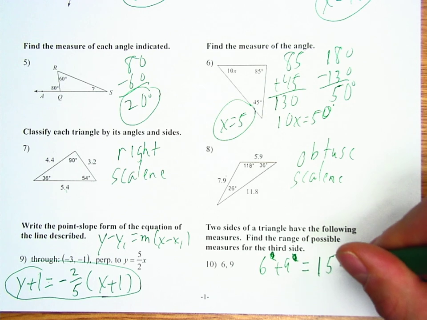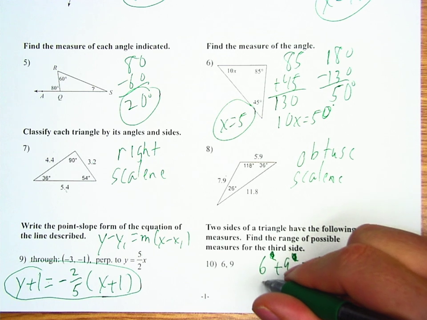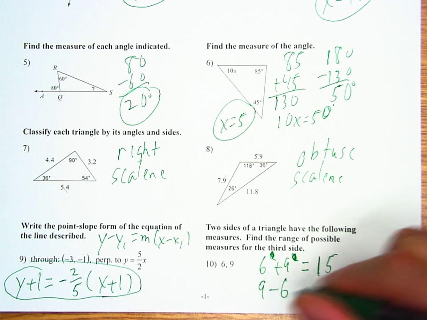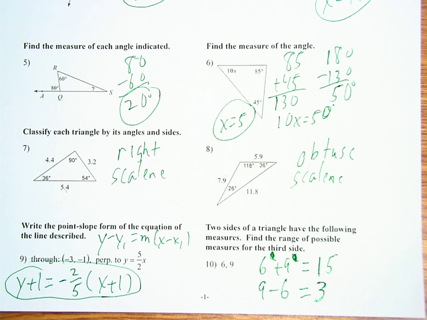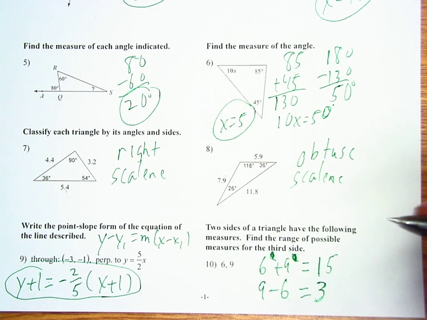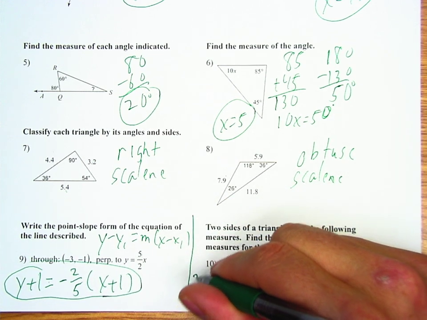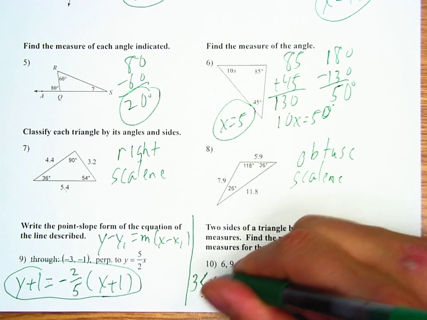So 15 would be not the maximum length, but the side has to be less than 15. And then I'm going to subtract the two given sides. I'm not going to subtract 6 and 9 by doing 6 minus 9. I'm going to do 9 minus 6 because I want the positive measure, because no triangle has negative sides. So 3 to 15. My range for my third side is 3 to 15. I take the sum of the two given sides and the difference of the two given sides. So 3 is less than the side length, and the side length is less than 15. So I would write that as, put a line here, 3 is less than the remaining side, which is less than 15.